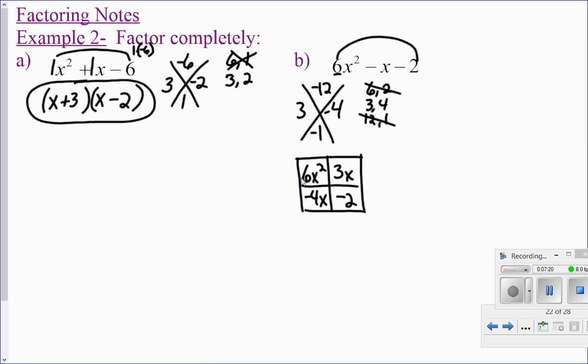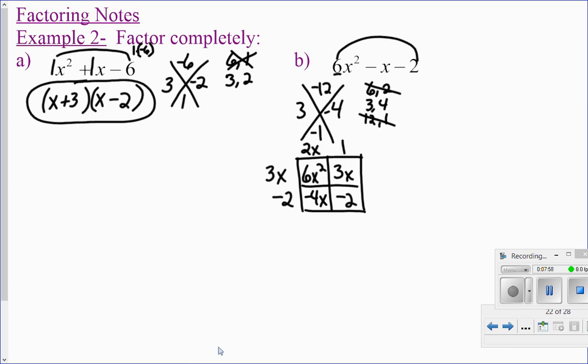Now what I'm going to do is I'm going to factor the greatest common factor. I'm looking across the rows. And then I'm going to look down the columns, each time pulling out the greatest common factor. So I'll start with 6x squared and 3x, and the greatest common factor I see is 3x. I'll do the same thing with the next row across, negative 4x and negative 2. The greatest common factor is negative 2. Going down the first column between negative 4x and 6x squared, I see that 2x is the greatest common factor. And going down the last column, the only factor that I see in common is a positive 1.